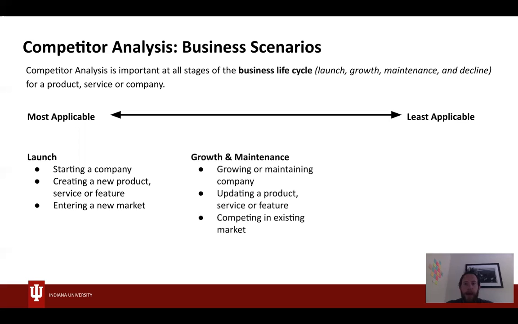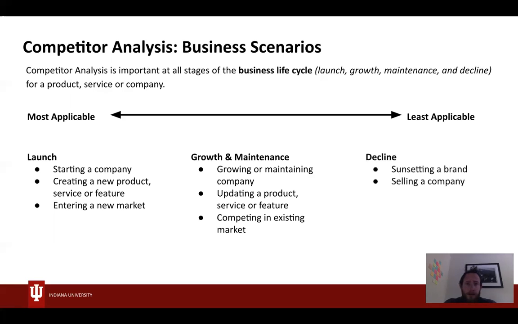Middle of the road applicability is going to be within growth and maintenance. So this is anything from growing or maintaining a company and a portfolio of brands, updating a product, service, or feature within that particular product or service portfolio, and then competing in existing markets and trying to optimize or increase that market share.